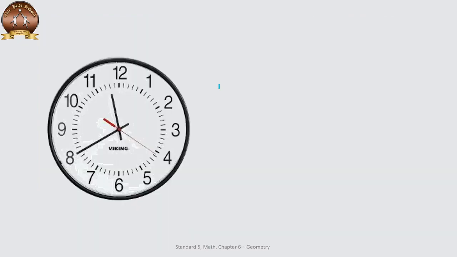Now I have used this clock to represent how angles are formed in our everyday life. Where and when can you see an angle in a clock? Now see, an acute angle can be seen in a clock when the hour hand is at 3 and the minute hand is at 3:05 or 3:10, that is at 1 and 3. When the hour hand and minute hand are like this.